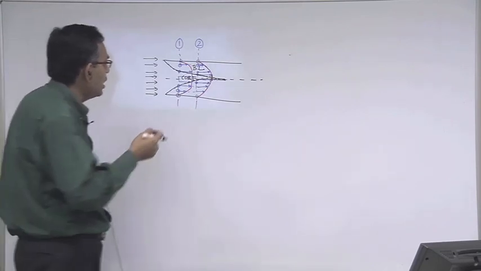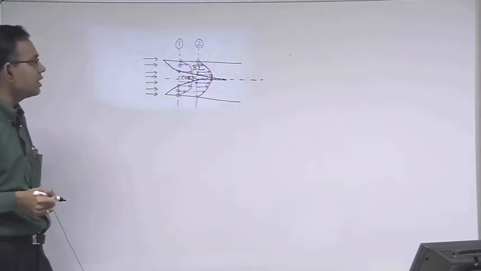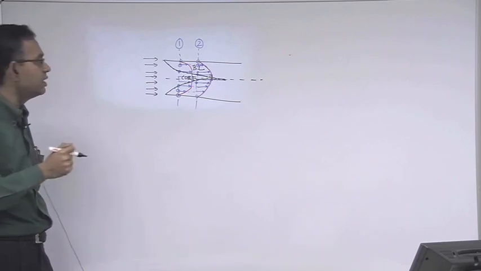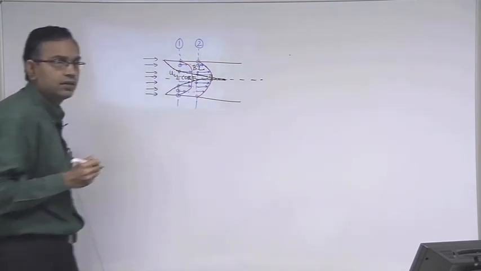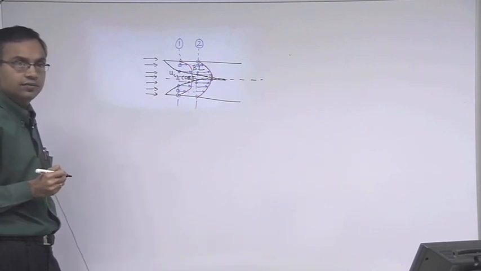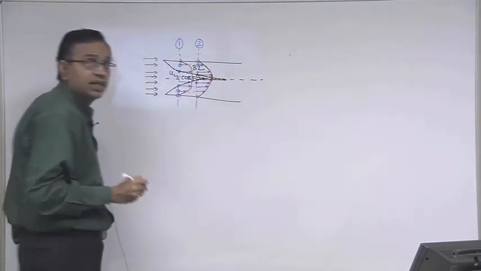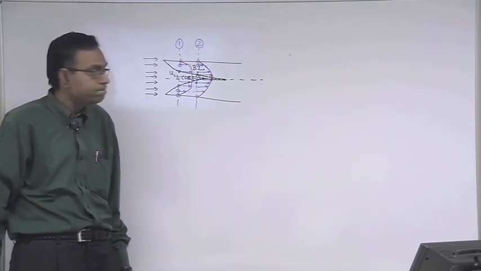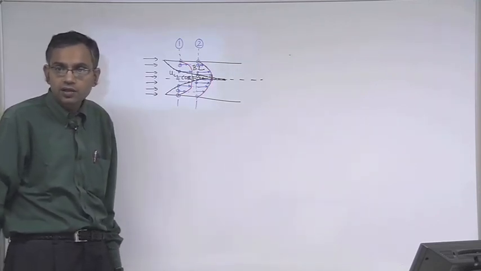Now, in this region there is something which is quite interesting that takes place. First of all, what happens to the core region? Let us say that UC1 is the velocity in the core region at section 1, and let us say UC2 is the velocity in the core region at section 2. Now, the question is which one of these is more, UC1 or UC2.